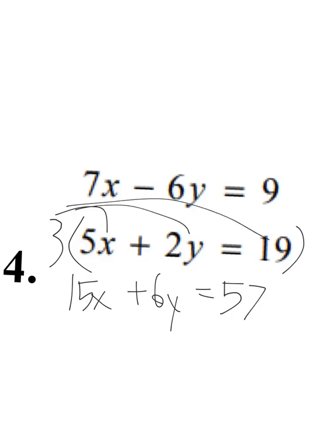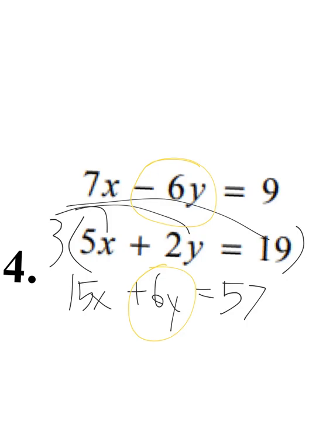What do I have here? I have a 6y here and a -6y there. See, so that's how I knew to multiply this second equation by 3. If I were to eliminate the x's, I'd have to do more work. I'd have to multiply the top by like 5 and the bottom one by like -7 because they both go into 35. So it's actually less work to eliminate these y's.